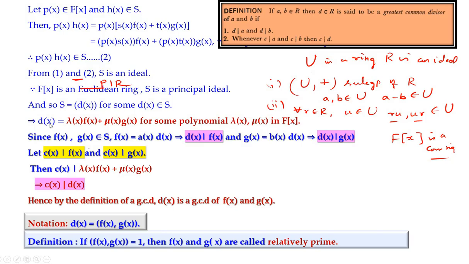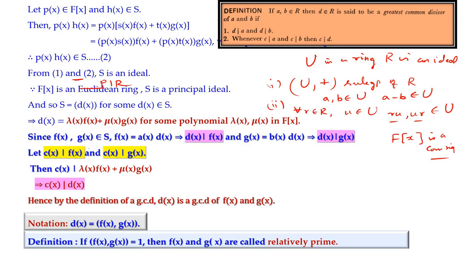Now this implies that d(x) can be written as some λ(x) f(x) + μ(x) g(x), for some polynomials λ(x), μ(x) in F[x]. Now we want to show that this is a GCD. Since f(x) and g(x) are in S, and S is generated by d(x), we can write f(x) like this. And this in turn gives that d(x) divides f(x).